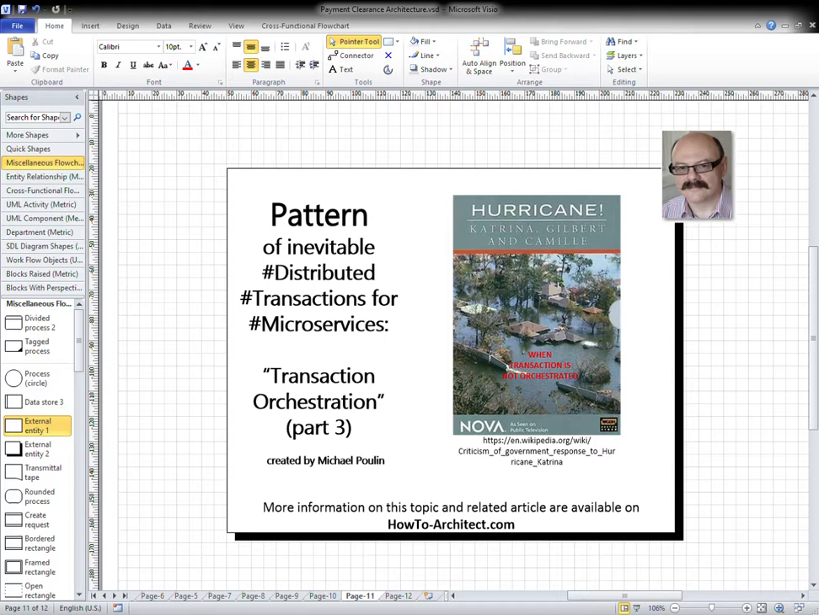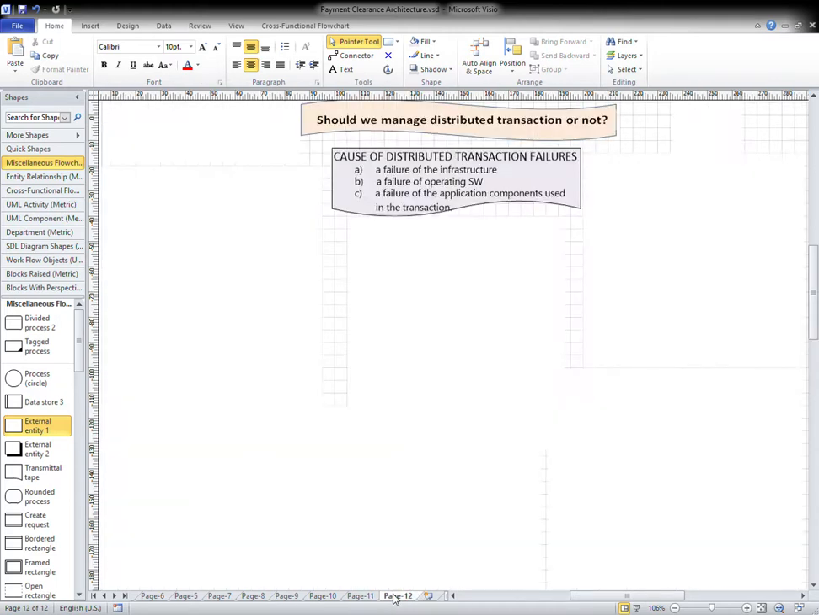I am going to continue representing the pattern of distributed transactions for microservices. It's part 3, called transaction orchestration. Traditionally, software transactions run under the logic provided by transaction managers. For services, this role is known as orchestrator. However, the Saga pattern proposes a different solution. We will talk about that.